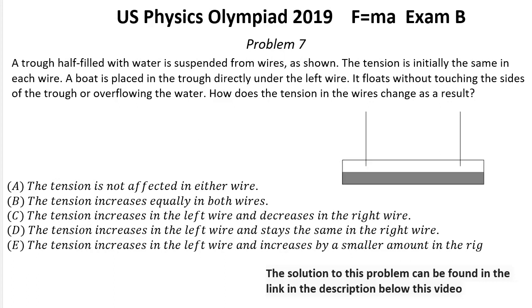Problem number 7. A trough half filled with water is suspended from wires as shown. The tension is initially the same in each wire. The boat is placed in the trough directly under the left wire. It floats without touching the sides of the trough or overflowing the water. How does the tension in the wires change as a result?